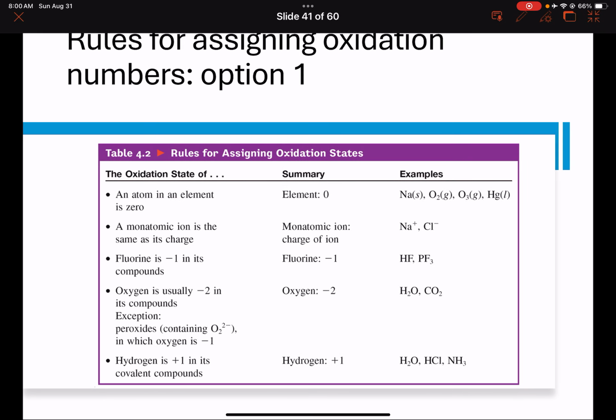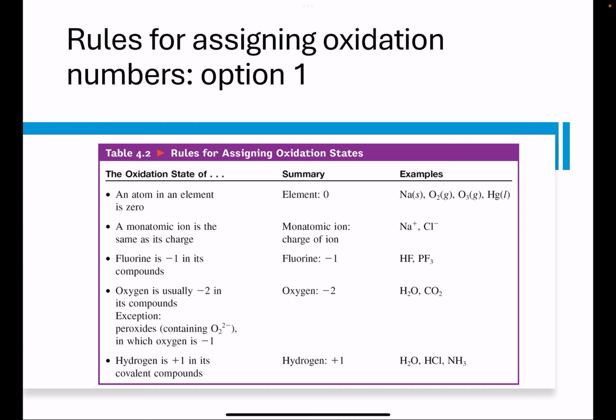So rule number 1, option number 1, oxidation element, right? If you have an element, we're going to think that they are chemically neutral, even if they're bonded to themselves. So we're just going to assume that they are neutral, where they're not gaining or losing electrons in their elemental state.